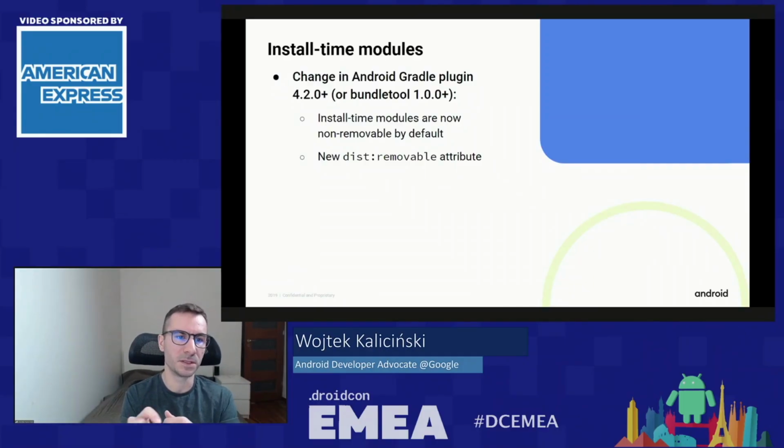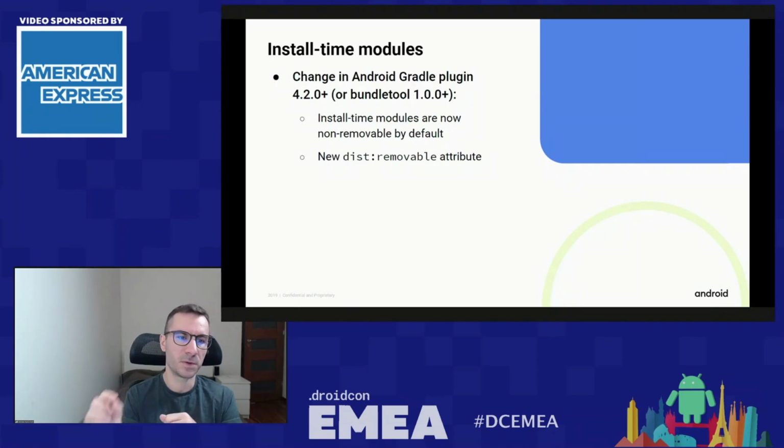That's the one that will be included in Android Gradle plugin 4.2. If you're using the Canary version, it's already there. And it makes one important change for install time modules. They are now non-removable by default. So previously, you could go and use the PlayCore API to uninstall this module to save some space on the device. Now, if you want to do that, you would have to add a new removable attribute to that module. So that's an important change if you've been using this functionality. So be aware.